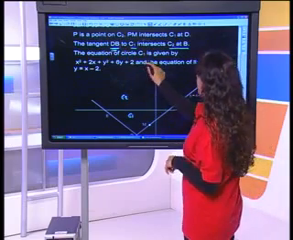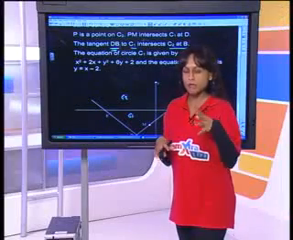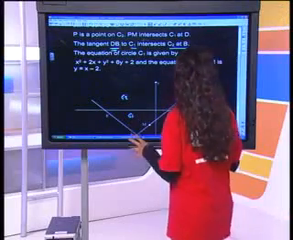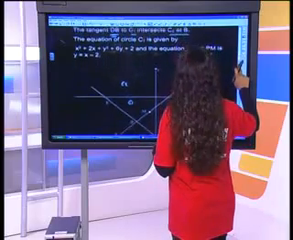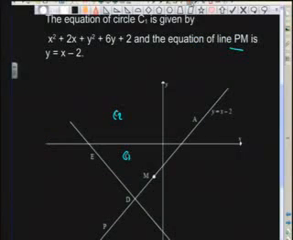And they then give you the equation of circle C1, and they give you the equation of line PM. So before we get started, let's see if we can put some sort of shape to circle C1, which they've given us quite a lot of information about. All right. So I'm going to try and draw a circle and not freehand because I'm not very, very good at that.